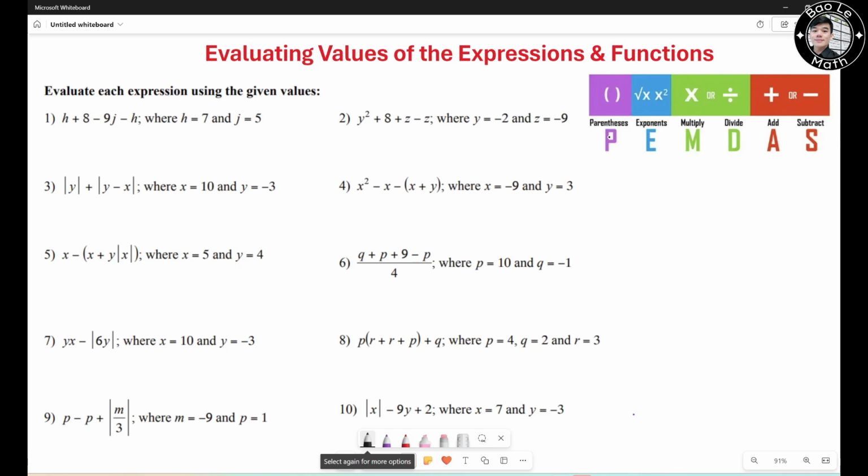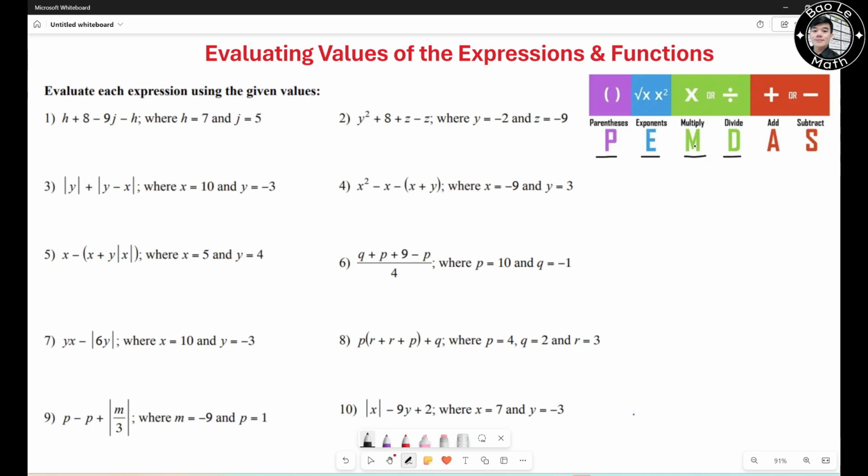P stands for parentheses, E stands for exponents, M stands for multiply, D stands for divide, A stands for add, and S stands for subtract. From left to right, we need to do parentheses, exponent, multiplication, division. Multiplication and division have the same priority. So which one goes first? Whichever appears first.